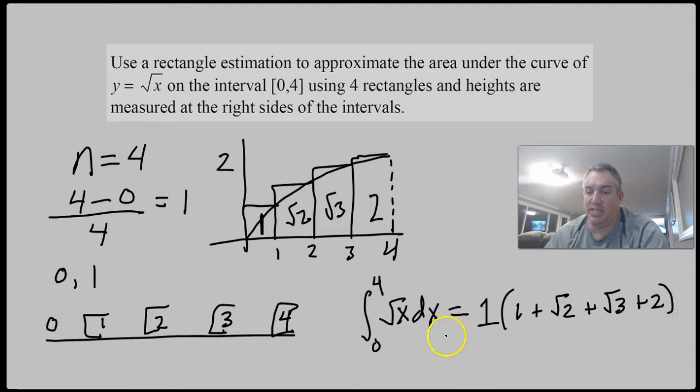And then I guess we can give an approximation for this of 6 point, and we always want to go out 3 decimal places for the AP, 6.146.